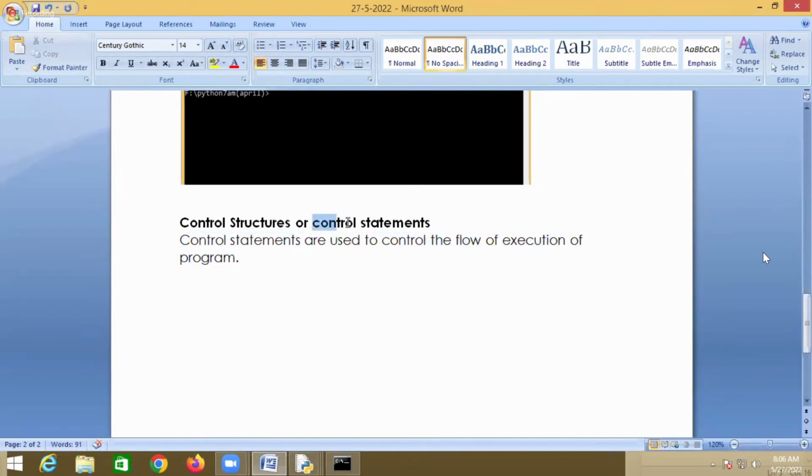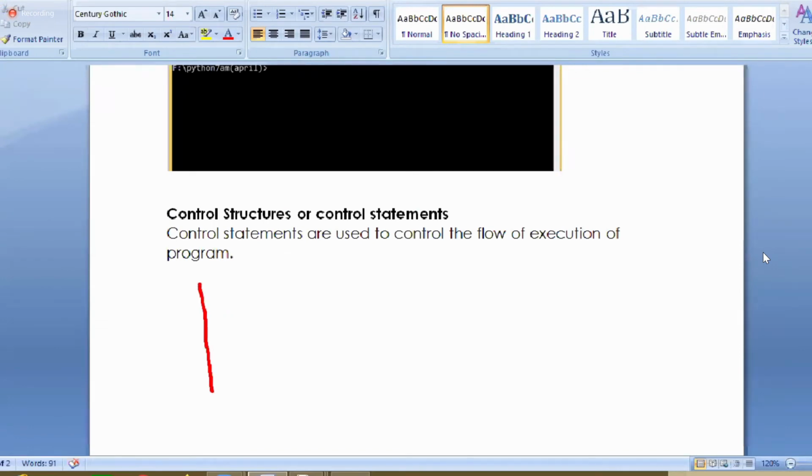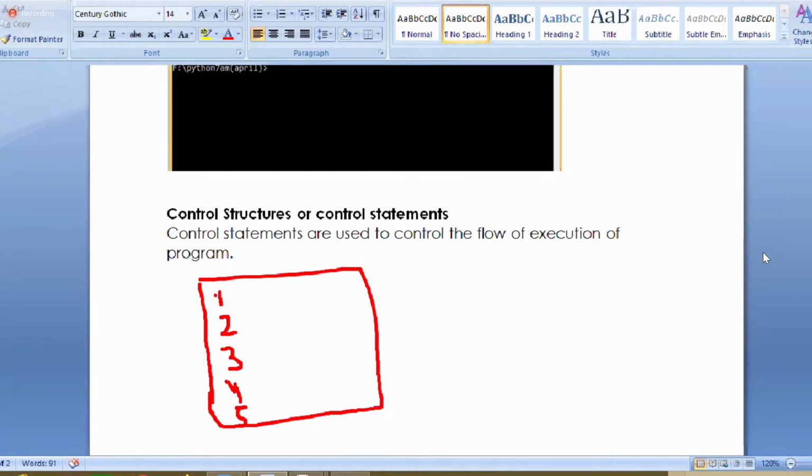That can be done by using control statements. So what is the default flow of execution of a program? Sequential. For example, my program has 5 statements. First it will execute the first statement, then the second, then the third, then the fourth, and then the fifth statement. It means all the statements are executed sequentially.